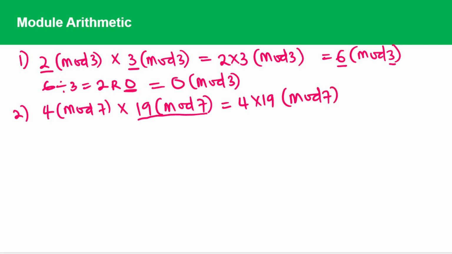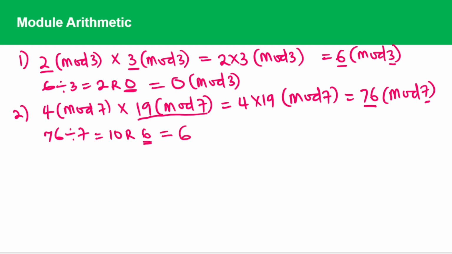So 4 times 19 should give us 76. That will give us 76, then mod 7. Now from here, 76 is greater than our mod, so we will have to simplify this. So 76 divided by 7 will give us 10 remainder 6. So again, this remainder of 6 is our answer. So we'll have 6 mod 7. Now, like I said earlier, we can also choose to do this by first simplifying 19 mod 7. So let's do this and see if we will have the same answer.